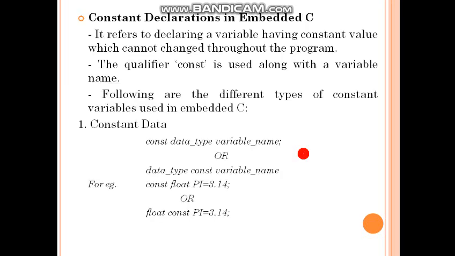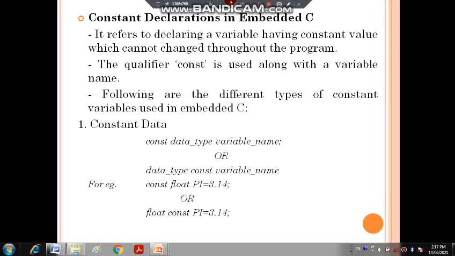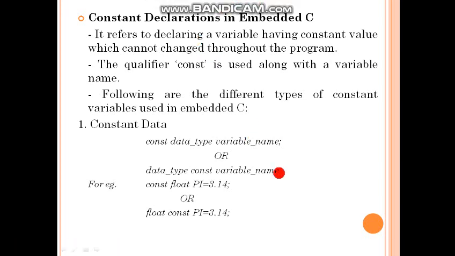Then, constant declaration in embedded C. It refers to declaring a variable having a constant value which cannot be changed throughout the program. That which cannot be changed is called a constant. The qualifier const is used along with the variable name. The following are the different types of constant variables used in embedded C.